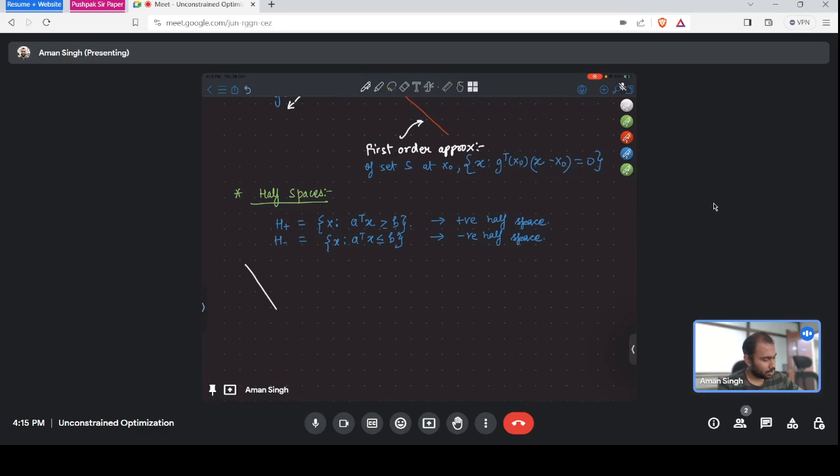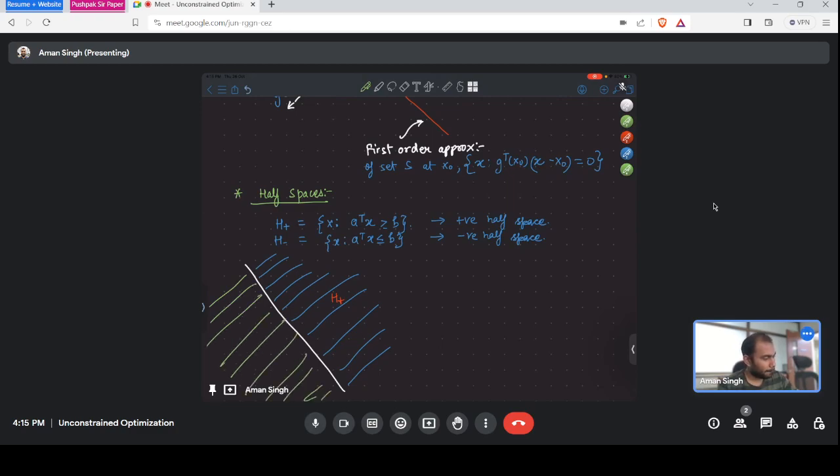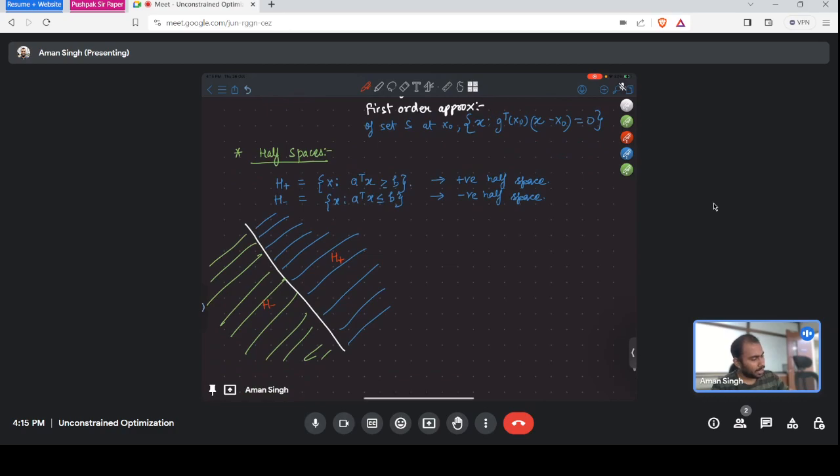Visually, if you want to see, this can be denoted by H plus. This is a positive half space, and maybe the negative half space is this. So these half spaces are one thing. Now, why am I telling you all this? I want to tell you the relationship of these hyperplanes and half spaces to convex sets.